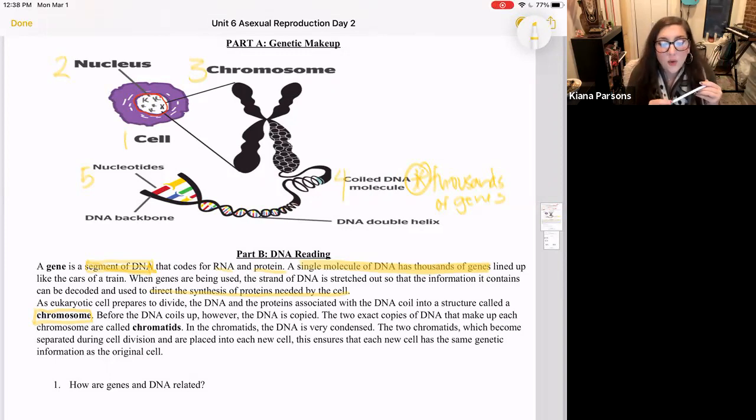So before the DNA coils up, however, the DNA is copied. So the DNA needs to be replicated. In the case of asexual reproduction and sexual reproduction, we need to copy the DNA. But in the case of asexual reproduction, the DNA is an exact copy. So the two exact copies of DNA that make up each chromosome are called chromatids.